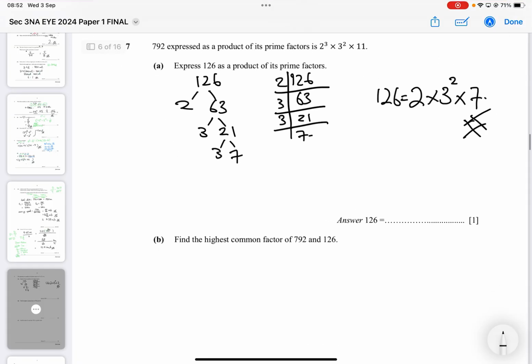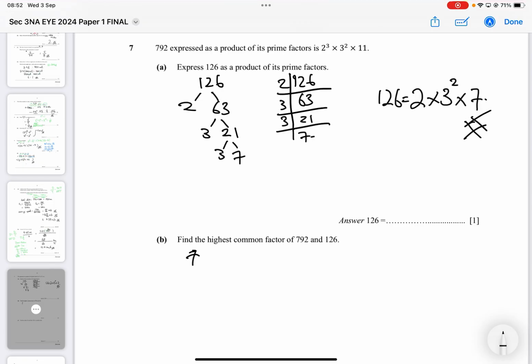Okay? Once you have these two numbers in the factorized form, when you are asked to find the highest common factor, I will write them side by side.